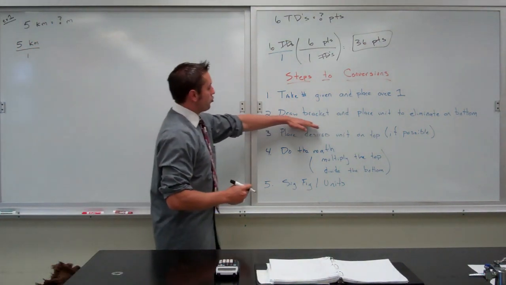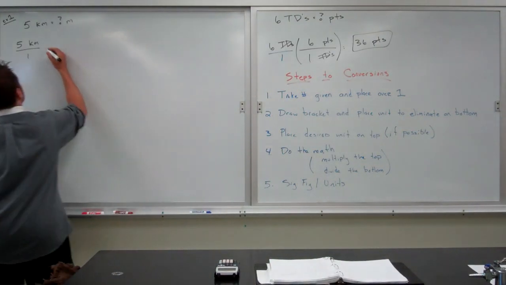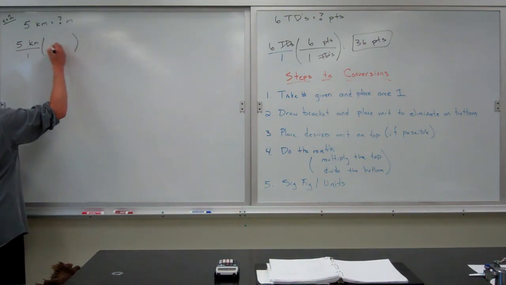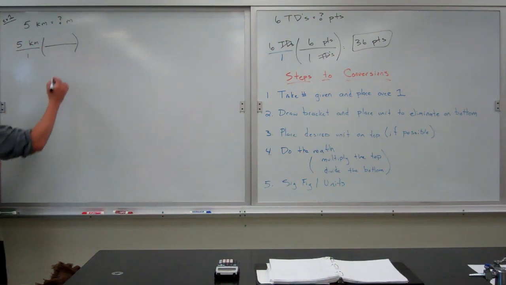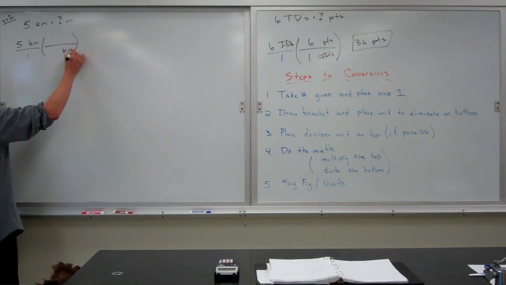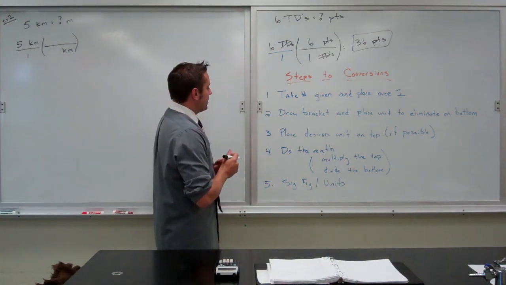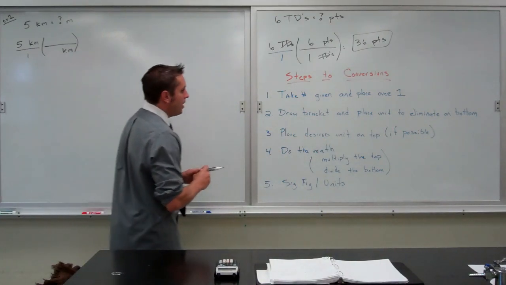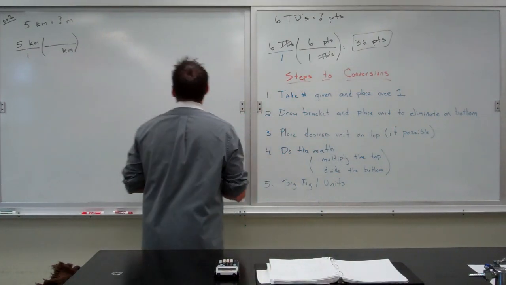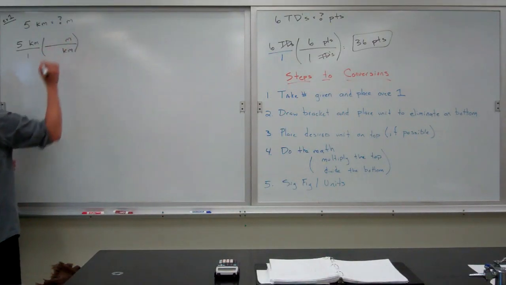Step 2, draw a bracket and place the unit to eliminate on the bottom. So I draw my bracket, and the unit I'm trying to get rid of is kilometers. I don't want to know about that. I want to know about meters. So we put kilometers on the bottom. Step 3, place desired unit on top, if possible. We want to put meters on top if possible.